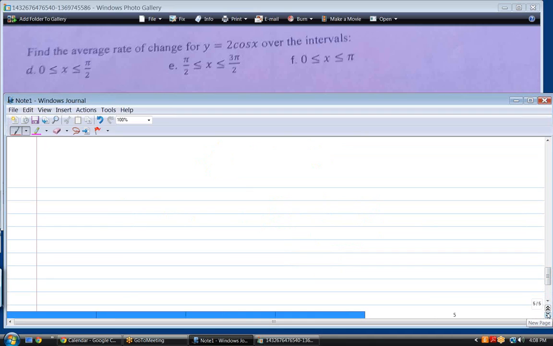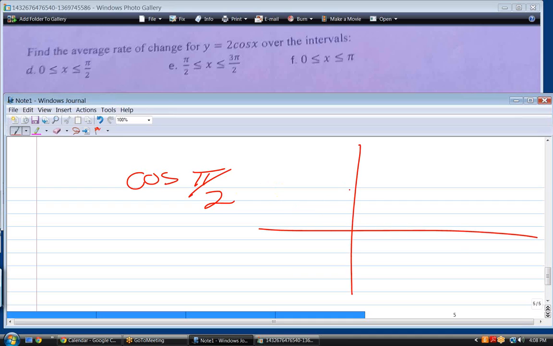So you need to know what cosine and sine are of all the quarter points. So you need to know this. And to know that, what you really need to know is the shape of the curve. What's cosine of pi over 2? I'm not labeling the quarter points, but you can certainly do so.